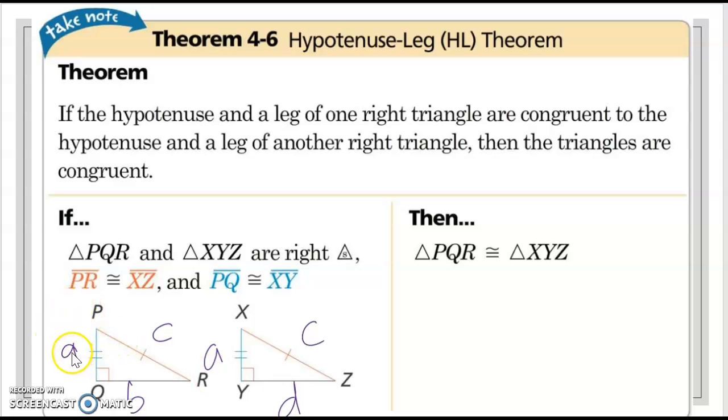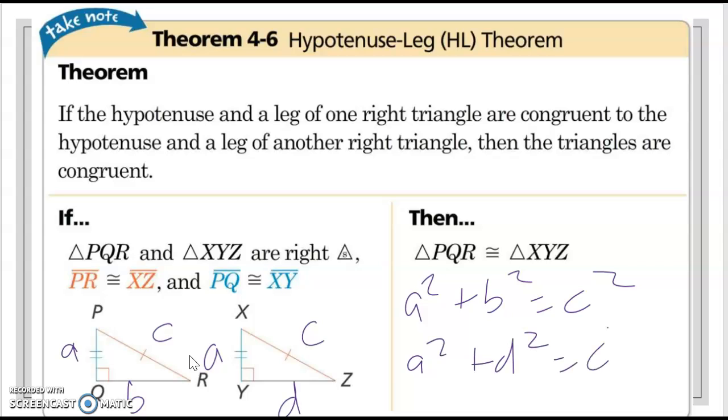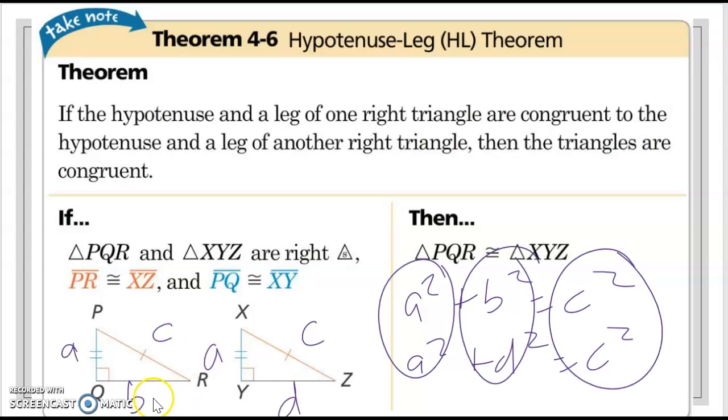Now, in the first one, you see my triangle is A, B, and C. That's A squared plus B squared equals C squared. My second one, I have A squared plus D squared equals C squared. We see how these match up, and these match up. That means that these have to match up. So I didn't know what to call it, B or D, but I do know that whatever it is, these two sides have got to be equal. So using a right triangle and the Pythagorean theorem, I'm able to establish HL as a valid method of congruence. Okay.